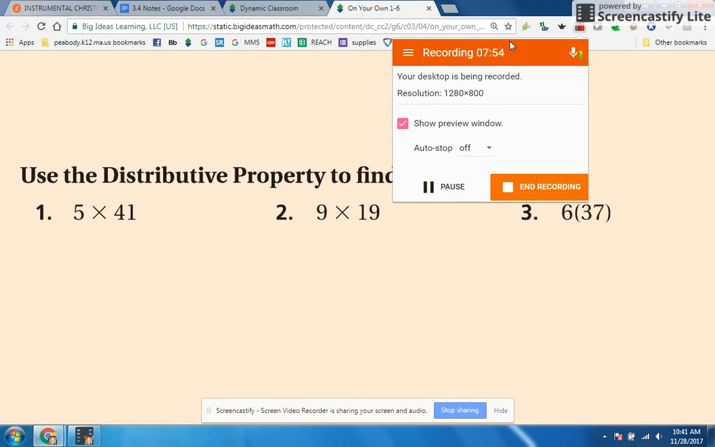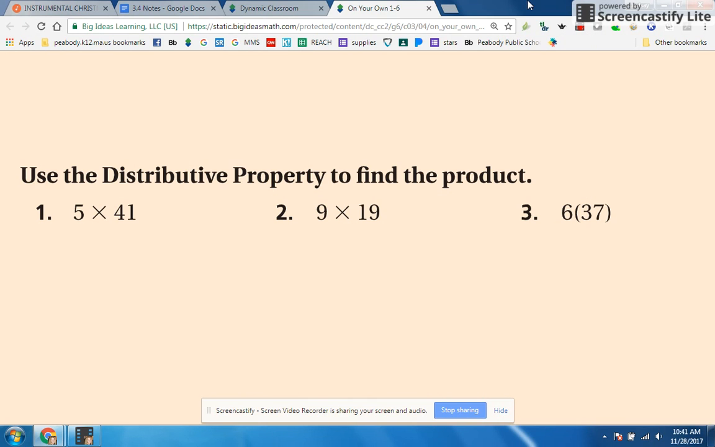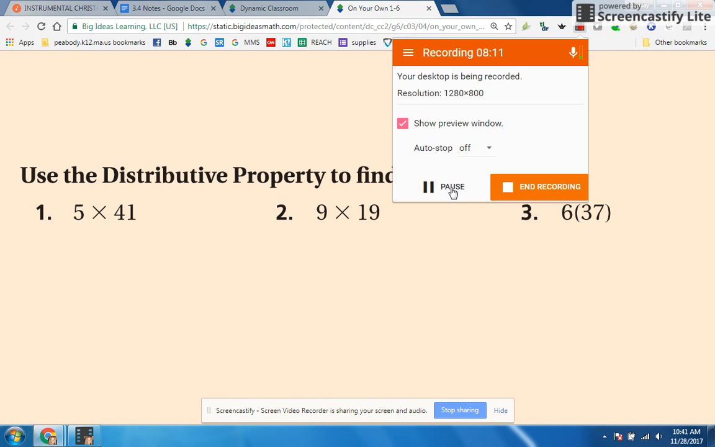Try these 3 as well. Same exact thing. So you're going to put the single digit number on the outside of a pair of parentheses, break up the double digit number by 10s and 1s place value, multiply everything by the outside number, add your 2 answers together. So pause and try these 3. These are another 3 I'm going to be looking for.